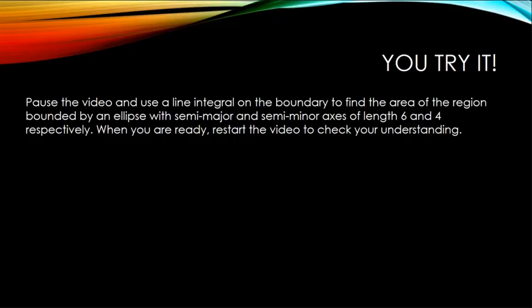So now I want you to try this as well. Pause the video and use the line integral on the boundary to find the area of the region bounded by an ellipse with semi-major and semi-minor axes of length 6 and 4 respectively. When you are ready, restart the video to check your understanding.